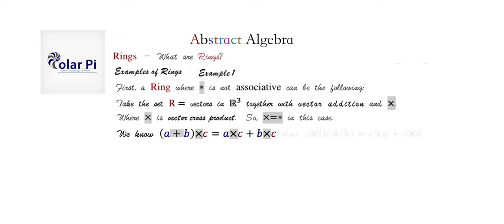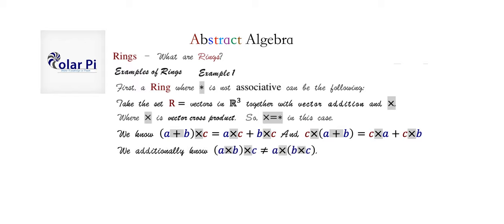Okay, and this is the right distributive, but we also need left distributive, so we need this, and this is also true. But as I said, we know that the cross product is not associative. It's not necessarily true that a cross b and then cross c would be equal to a cross b cross c. So because of that, this serves its purpose.